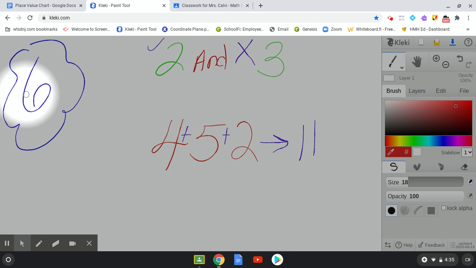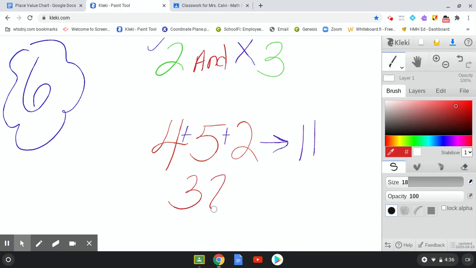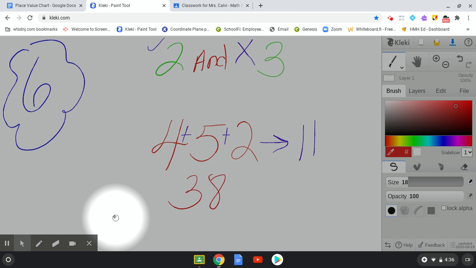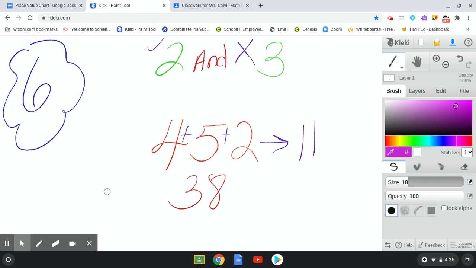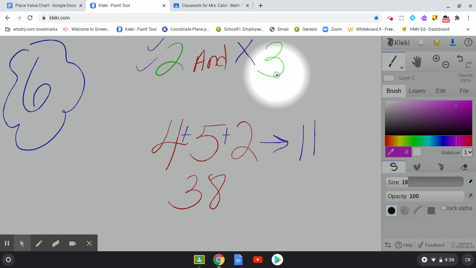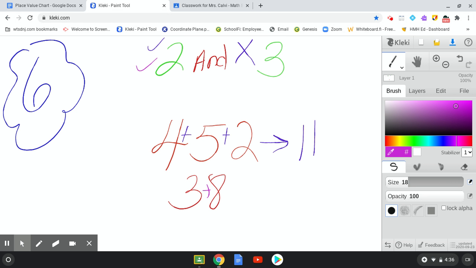So let's say we had 38. All right, so let's see if it meets the 2 rule. Is it an even number? Yes, 8 is even, so I know that it meets the 2 rule. So check off it meets the 2 rule. Let's see if it meets the 3 rule. Add up the sum of its digits. So 3 plus 8, that's 11. Well, again, 11 does not meet the 3 rule. So because it met the 2 rule but didn't meet the 3 rule, it is not going to meet the 6 rule.